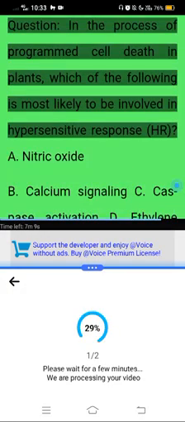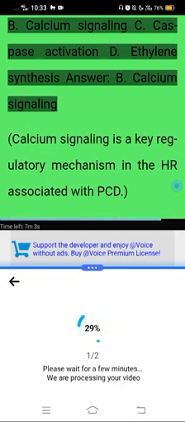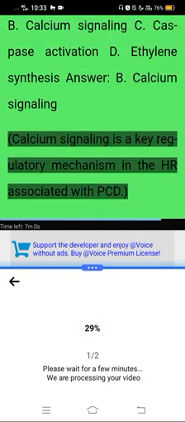CSIR NET June 2019. Question: In the process of programmed cell death in plants, which of the following is most likely to be involved in the hypersensitive response (HR)? A. Nitric oxide. B. Calcium signaling. C. Caspase activation. D. Ethylene synthesis. Answer: B, calcium signaling. Calcium signaling is a key regulatory mechanism in the HR associated with PCD.